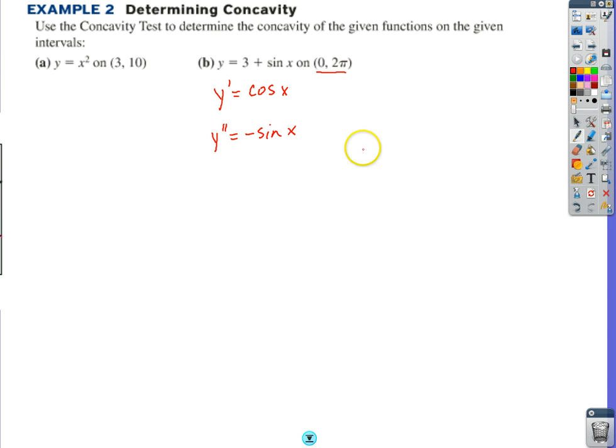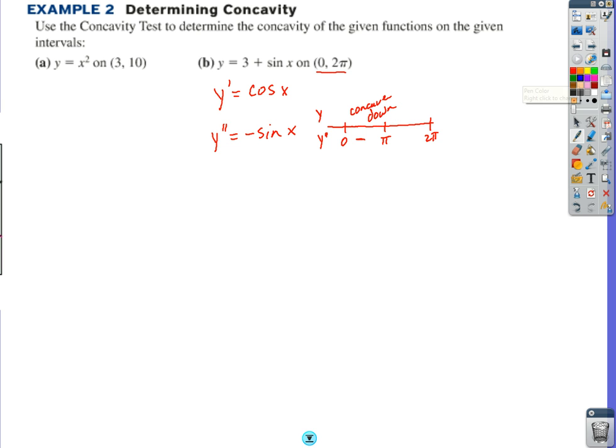But notice we're only worried about the open interval, right? So I'm going to go ahead and say y double prime, and again, just for kicks and giggles, I'm at 0, at pi, and at 2 pi. All these places is where sine of x is 0. Okay, so what's happening between 0 and pi? Well, sine of x is normally positive, but y double prime is negative because it's negative sine, so it's negative here. What does that mean for y? Well, according to our concavity test, this is where it's concave down.